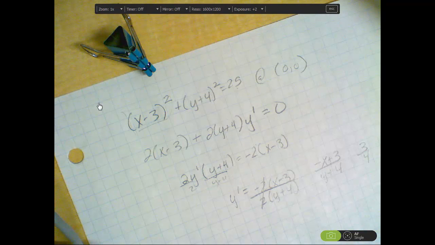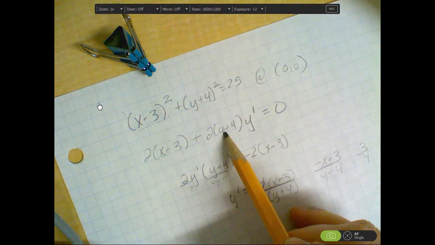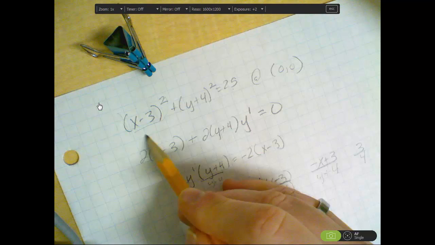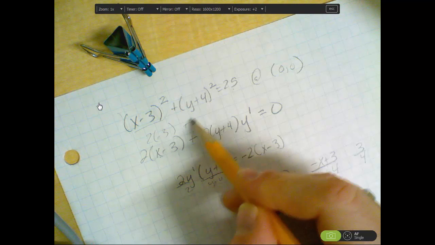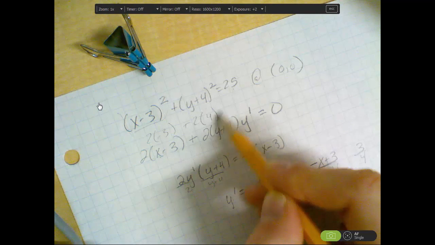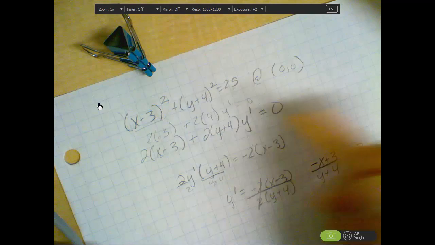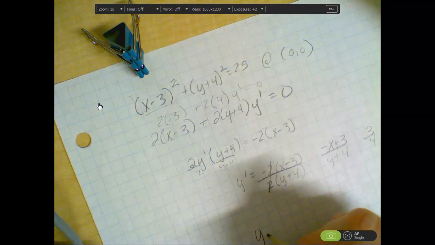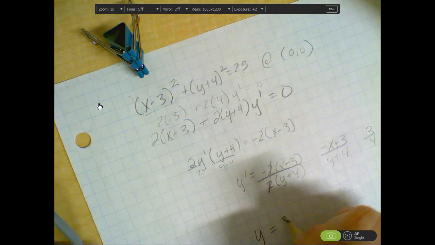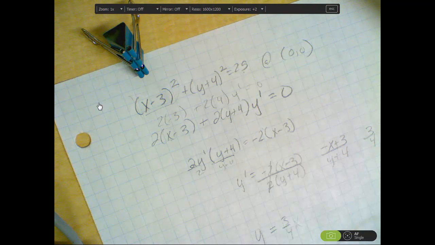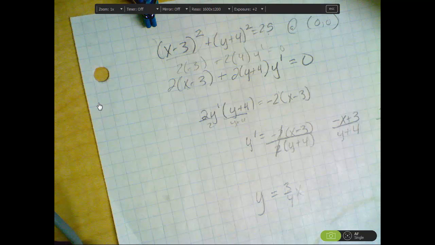But it would have been easier to just plug in 0, 0 here, and you would have 2 times negative 3 plus 2 times 4 y prime equals 0. So you'd have negative 6, you add it to the other side, 6 divided by 8, and you'd end up with 3/4. So the equation of the tangent line is y, I'm not going to write minus 0, equals 3/4 times x. Again, I'm not going to write minus 0. So that's implicit differentiation.